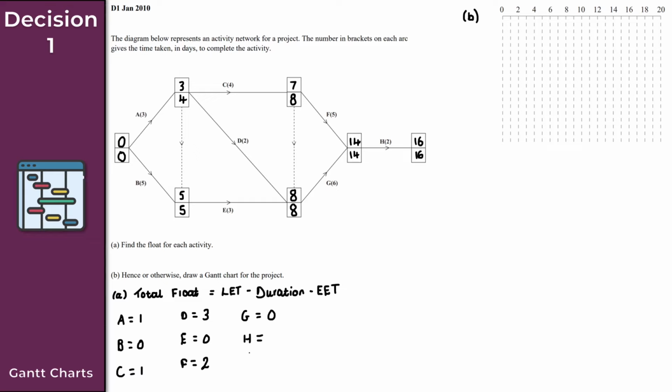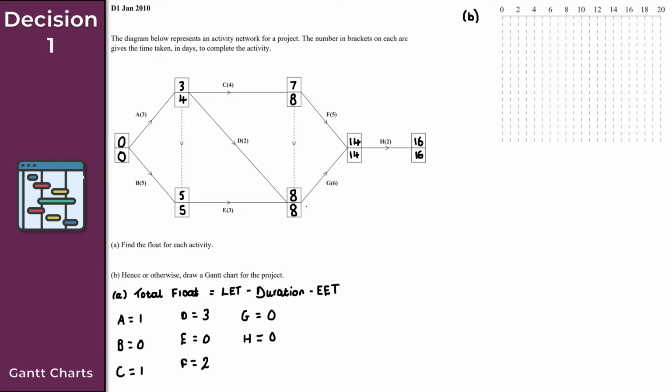And then finally, to finish with here for part A, activity H here. So that is 16 minus 2 minus 14. So 16 minus 2 is 14, minus 14, you get 0 as well. And again, activity H here is also a critical activity. So there we have it then. That gives us the solution here to part A, which will help us now to answer part B.